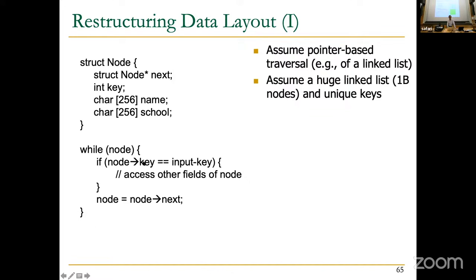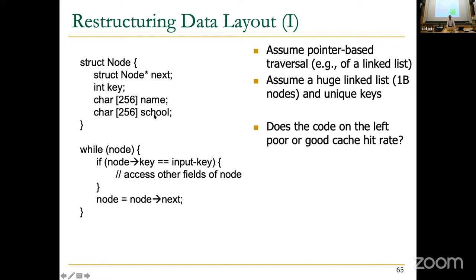So basically, you're given a key, the name of a person. You check whether the node matches that input key. If not, you go to the next node. Basically, you're searching for a key essentially in the entire linked list; it could be the ID of the person, for example. And if you actually find the key, find the ID, let's say, you print the name and school, for example, okay?